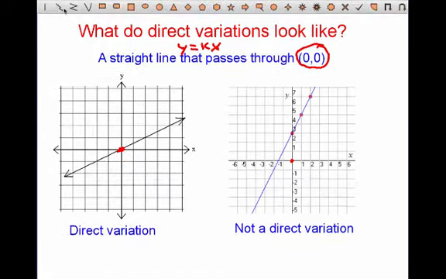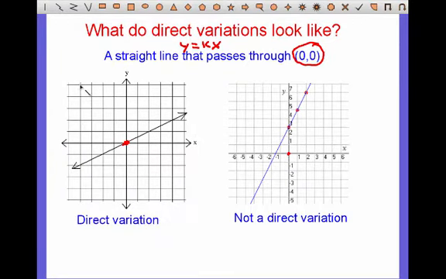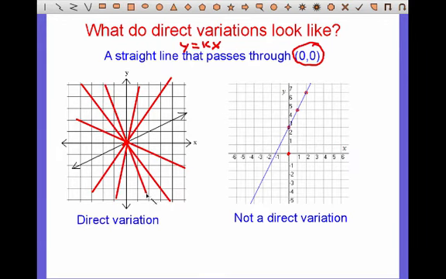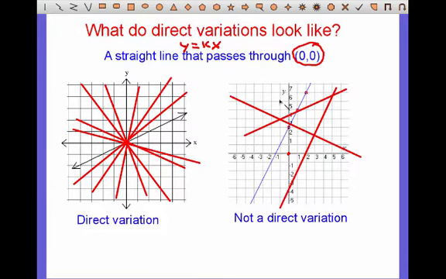We could make all sorts of different direct variations. They can be positive slope, they can be negative slope. Really doesn't matter as long as they pass through the origin. They all have to cross through 0, 0. So all these lines I'm drawing, these are all direct variations. They're straight lines that pass through the point 0, 0. It's very, very important that we know that they pass through 0, 0. Over here, none of these lines, even though they're linear, even though they're straight, pass through 0, 0, so they are not direct variations.